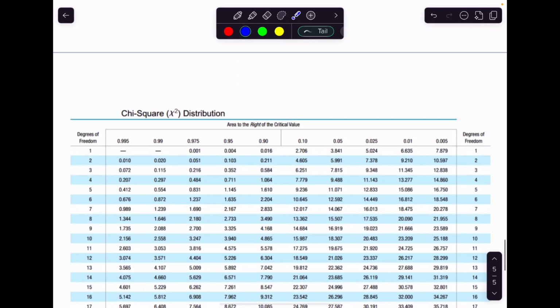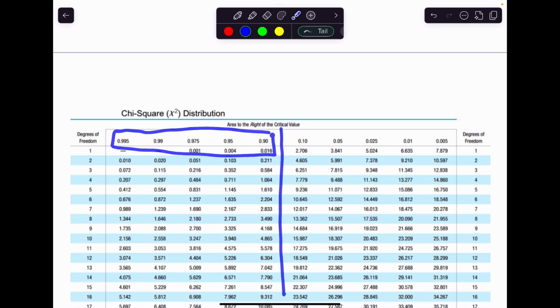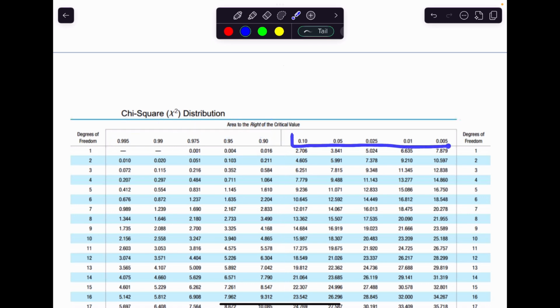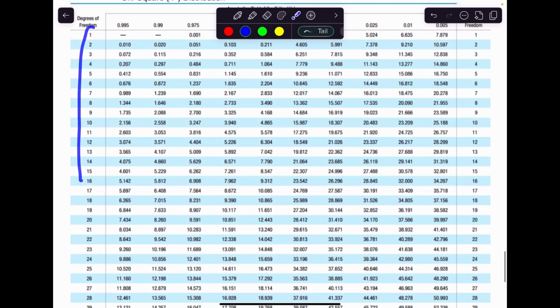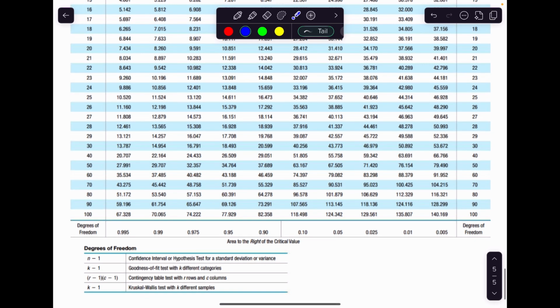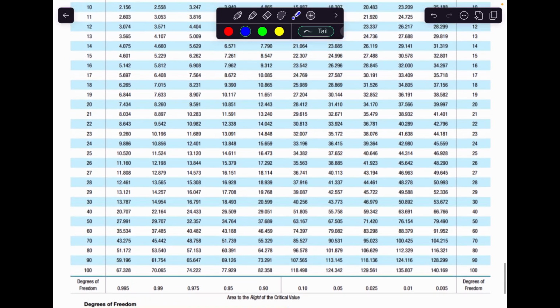You're going to see here's our chi-squared distribution. It's kind of split right down the middle here. So this gives you the area to the right of the critical value. So in this case, this would be 99.5% of the data is to the right, 99% of data is to the right, 97.5%, 95%, and 90% is to the right of that critical value. And likewise here, these are the areas to the right. And then we have those degrees of freedom off to the side. And in this case, we're only going to go up to 100 degrees of freedom.